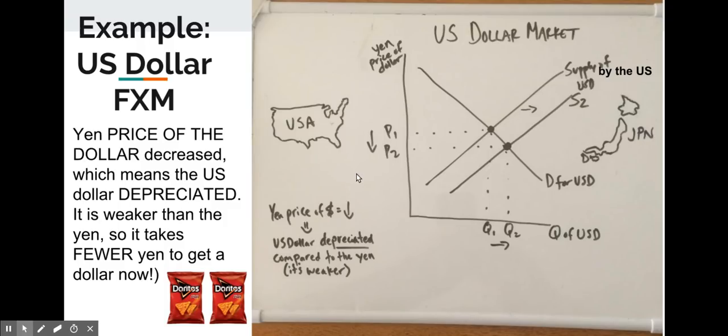And what that means is that the dollar is less valuable now than it was before. The reason why is because there's more dollars. There was an increase in the supply of dollars. So what that means is there's more of it available, so it's less valuable. People aren't going to pay as high of a price for something that's super easily available all over the place. And so what we say there is that the value of the US dollar depreciated compared to the yen, meaning it is weaker than the yen now. So it takes fewer yen to get a dollar than it did before that shift.